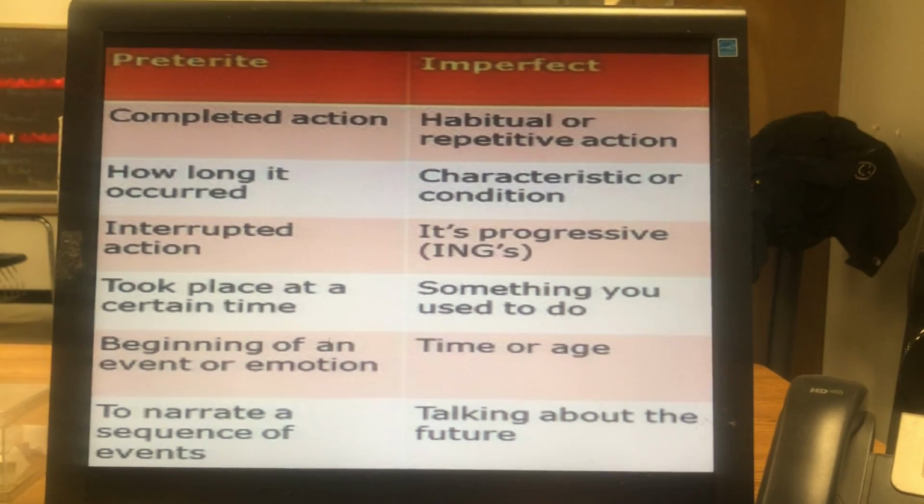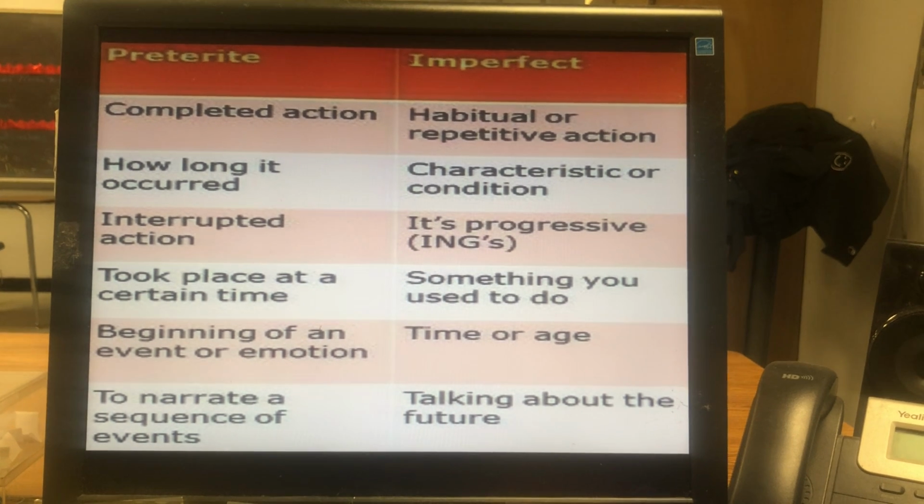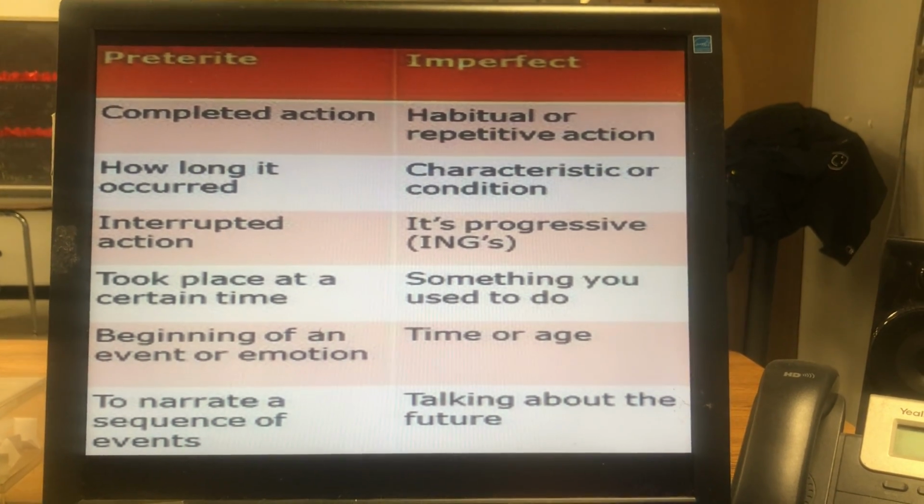This is saying the same thing. If something is going on, you're going to use the imperfect. It's just different images to say the same thing.